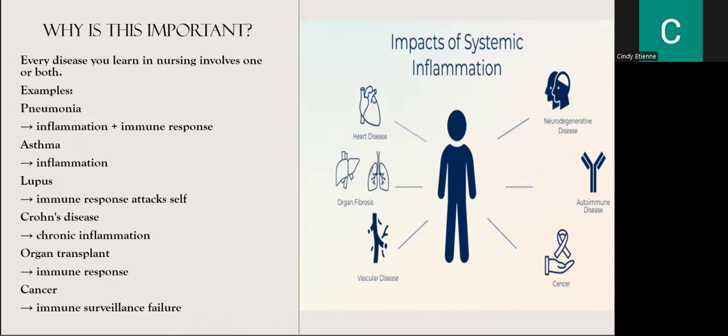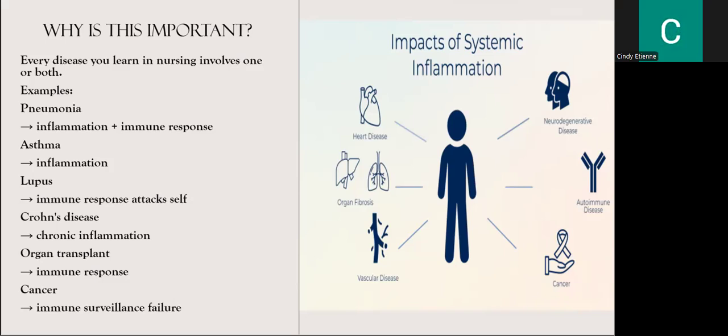So why is this important? Because nearly every disease you'll study in nursing involves inflammation and the immune response, or maybe both. You need to understand it. An example would be pneumonia, because that causes inflammation while the immune system fights the infection. Asthma is driven by inflammation of the airways. In lupus, the immune system mistakenly attacks the body's own tissue. So that's like an autoimmune disorder. Crohn's disease involves chronic inflammation of the GI tract.